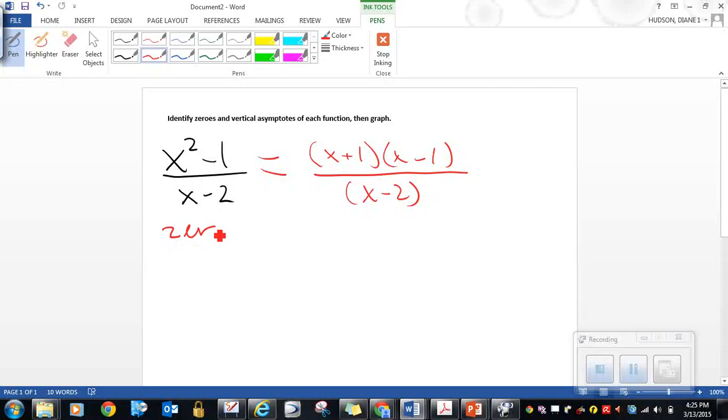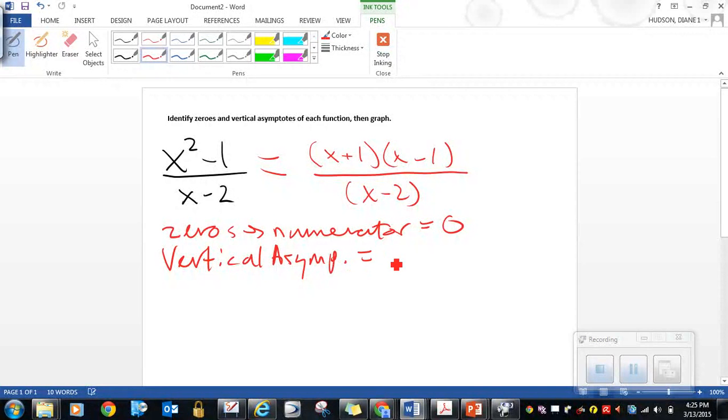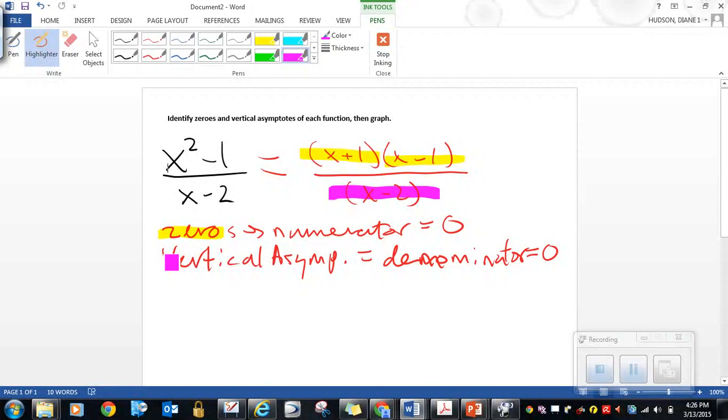Zeros are where the numerator equals 0. A vertical asymptote is where your denominator equals 0. And it's like finding the roots. So we're going to find where this piece equals 0, and that will be one of our zeros, and where this one equals 0, which will be our second zero, and then we're going to find where this one will equal 0, and that will be an asymptote. And it makes it easier to graph because then we can sketch some things in.